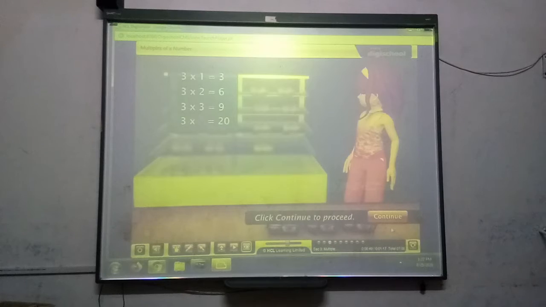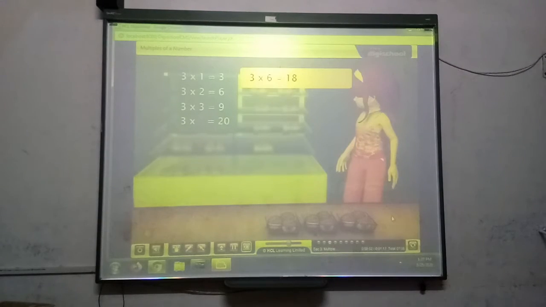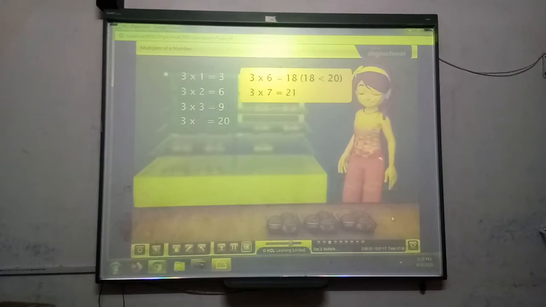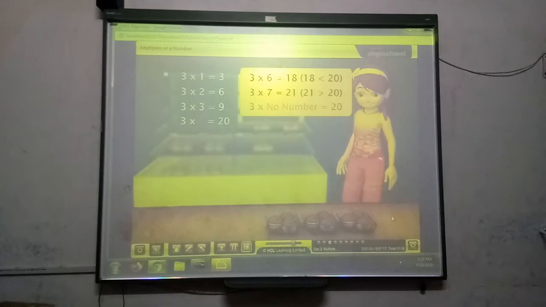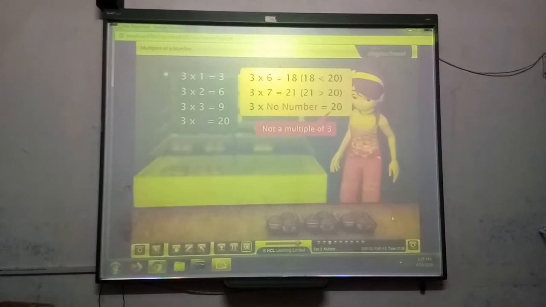Let's continue. 3 sixes are 18, which is less than 20. 3 sevens are 21, which is greater than 20. This means that there is no number which when multiplied by 3 gives 20. This also means that 20 is not a multiple of 3. So, seller cannot buy exactly 20 cupcakes using packs of 3 cupcakes.